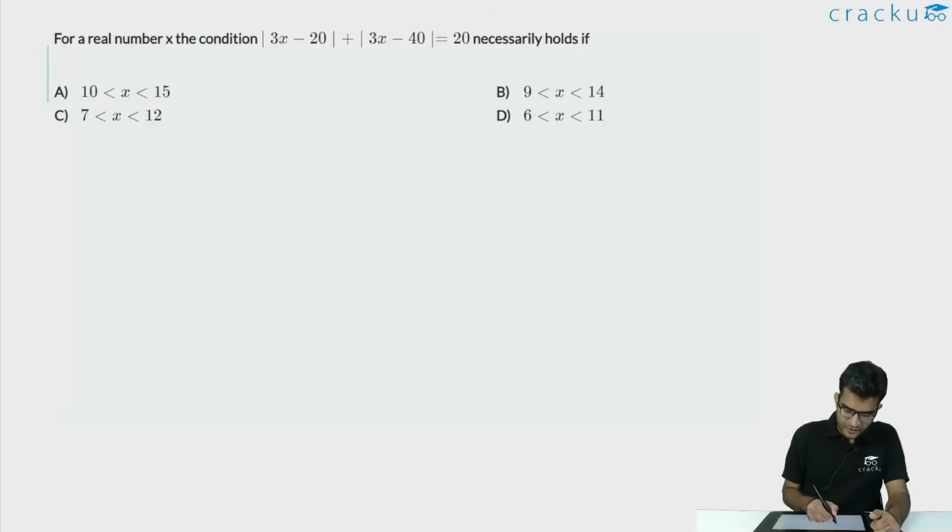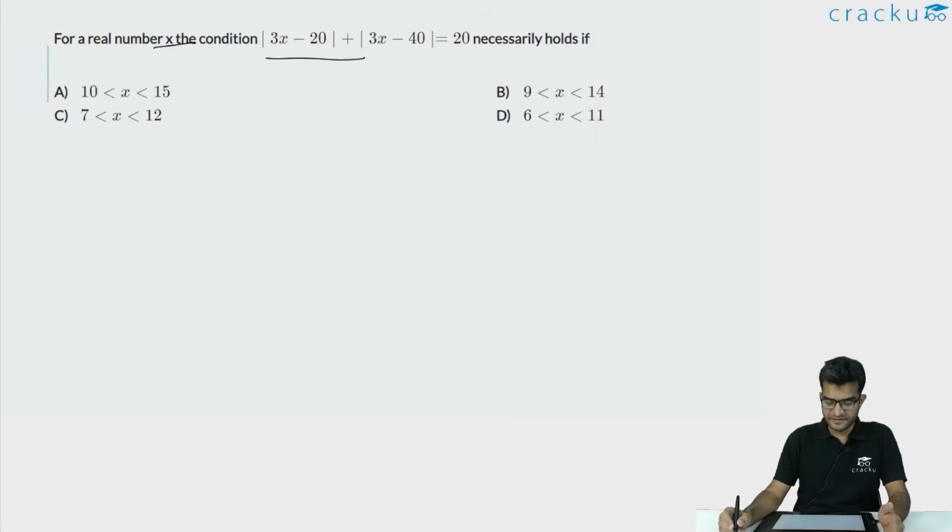In this question, we are told to find out for a real number x, we have been given an equation which is that modulus of 3x minus 20 plus modulus of 3x minus 40 is equal to 20. This necessarily holds if x lies between what given intervals. So let us first look at the equation that is given to us. We have modulus of 3x minus 20 and modulus of 3x minus 40. So let us consider different cases.